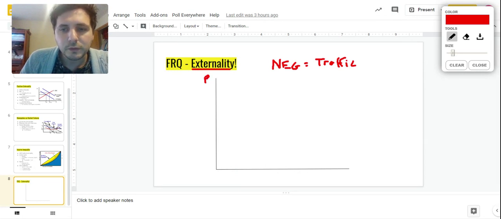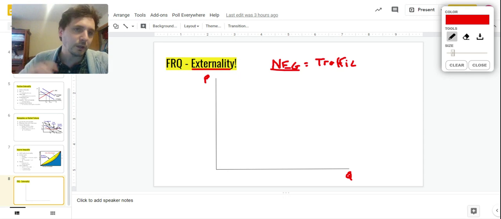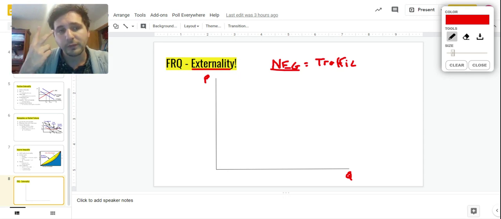I put in my price, my quantity. And then I have to think, okay, if it's a negative externality, do I have spillover costs or spillover benefits? Is this bad or good? So it's bad, actually, negative, right? So that means I'm going to have more costs than what's actually being taken into account. So that tells me that benefits are going to be constant.